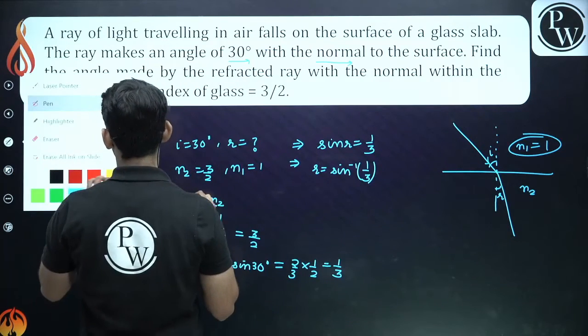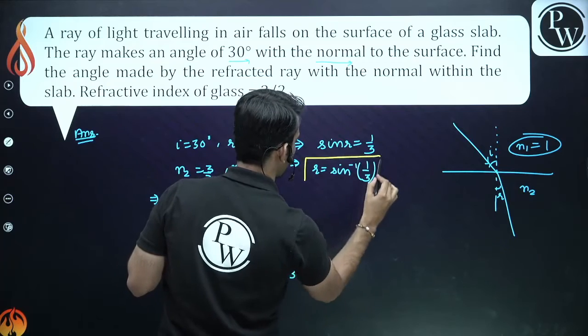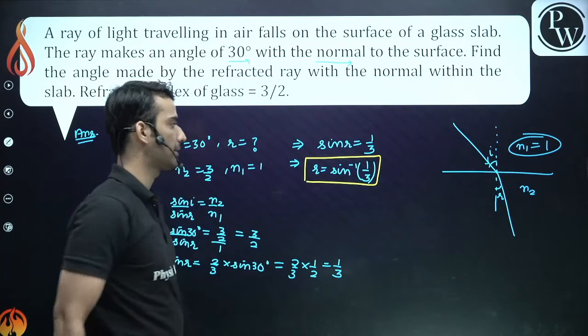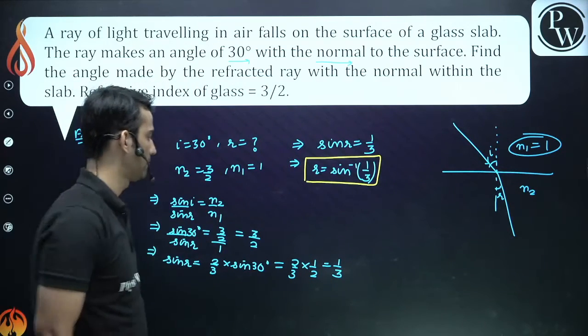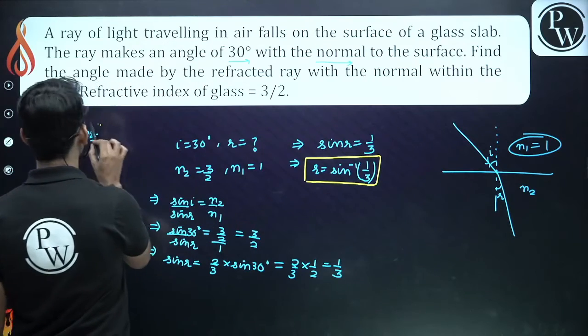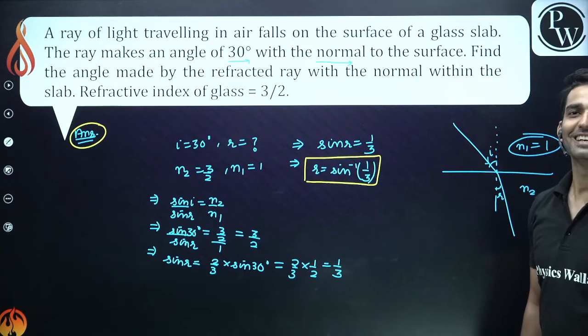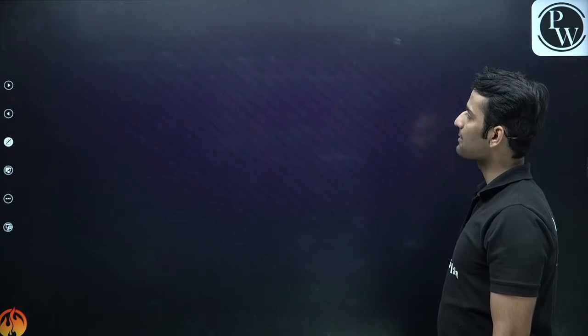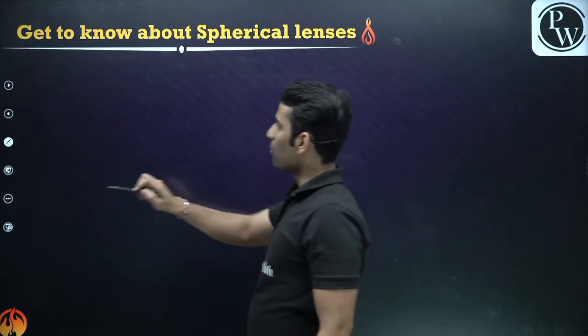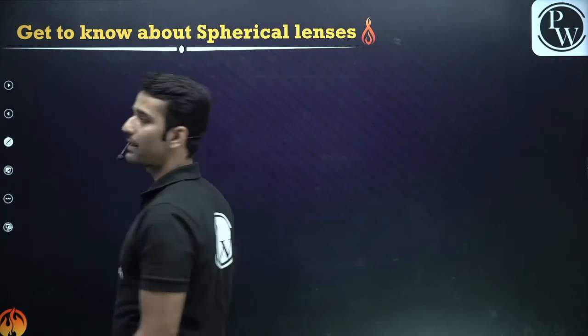This is your answer, sin inverse 1 by 3. I hope you are getting this. Angle of refraction. Clear? So this is how you apply Snell's law. Clear guys? Okay. Now, next part of this chapter is spherical lenses.